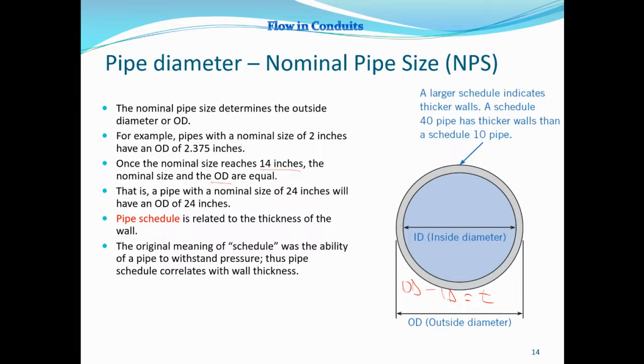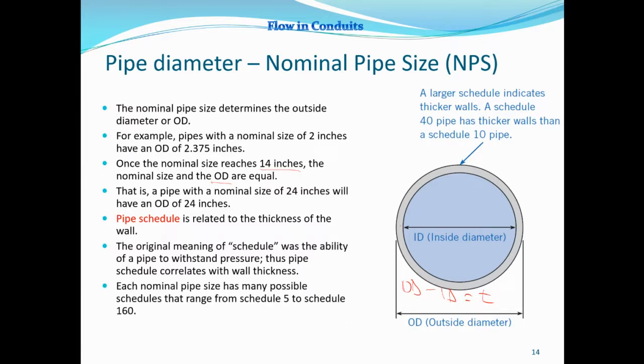The original meaning of schedule was the ability of a pipe to withstand pressure. Thus, pipe schedule correlates with wall thickness. The bigger the schedule, the more the thickness. A larger schedule indicates thicker walls. A schedule 40 pipe has thicker walls than a schedule 10 pipe.